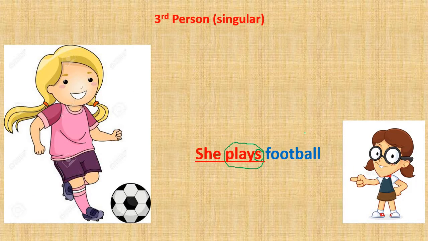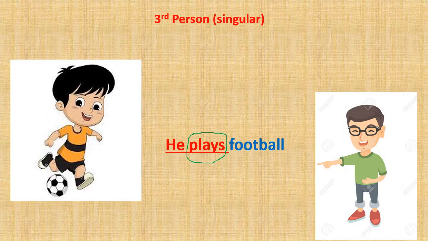I hope you have written down this example. She plays football. Underline she plays and make a circle around the action verb. Next, he plays football. Underline he plays and make a circle around the action verb plays.